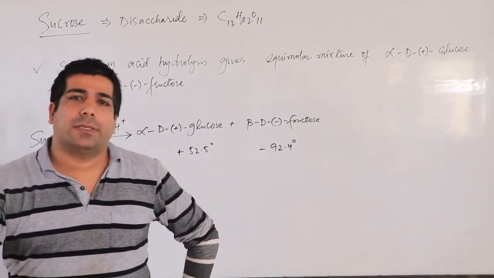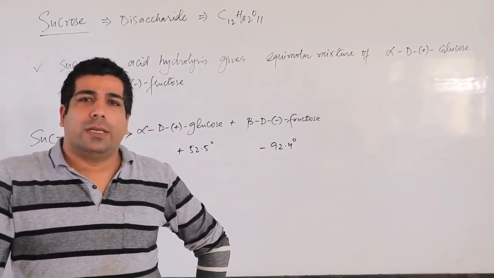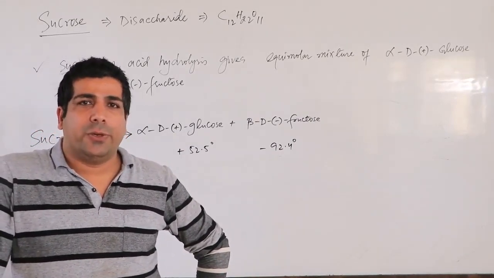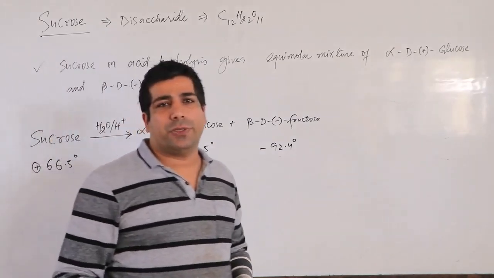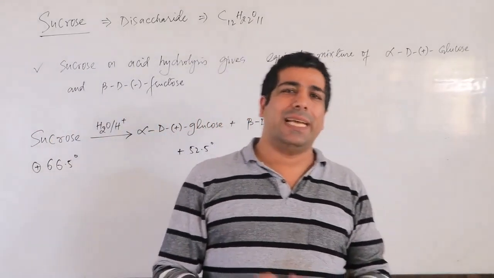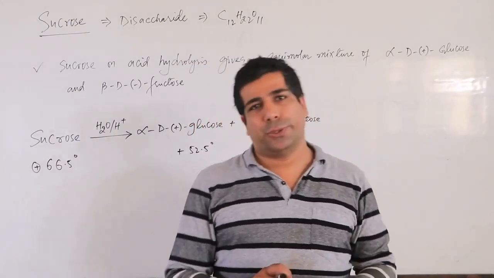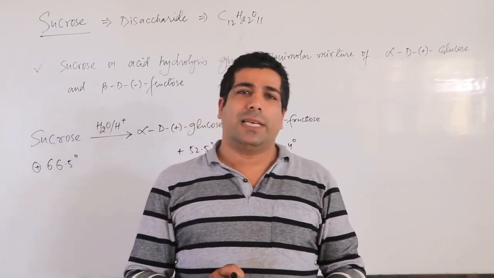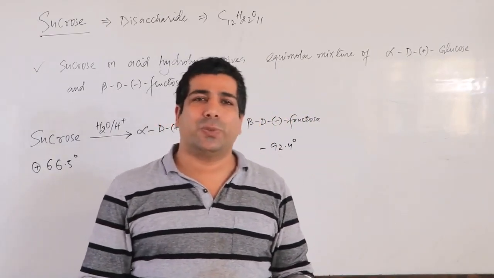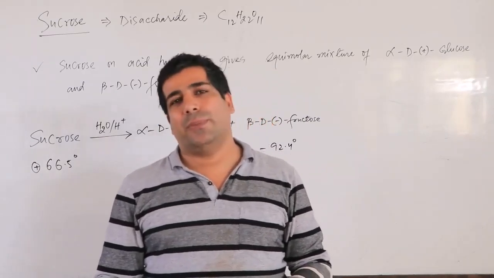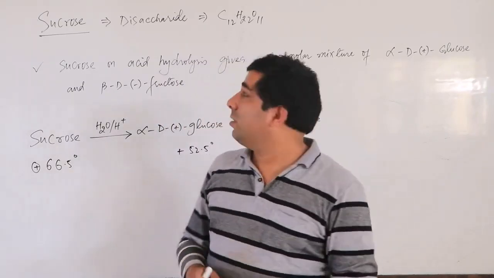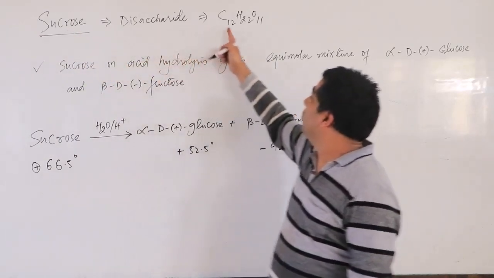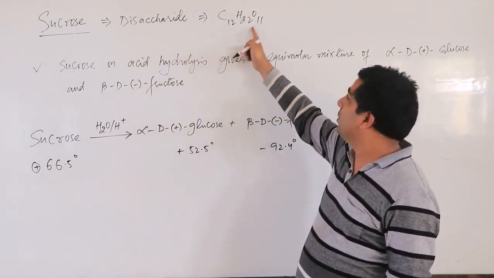So my dear friends, we have spoken about the maltose molecule formation from alpha-D glucose and alpha-D glucose. Then we spoke about the formation of the lactose molecule from beta-D galactose and beta-D glucose. In maltose we have seen alpha 1,4 glycosidic linkage, and in lactose we have seen beta 1,4 glycosidic linkage. Now our third disaccharide is the sucrose molecule. It's a disaccharide, as I told you. Its molecular formula is C12H22O11.